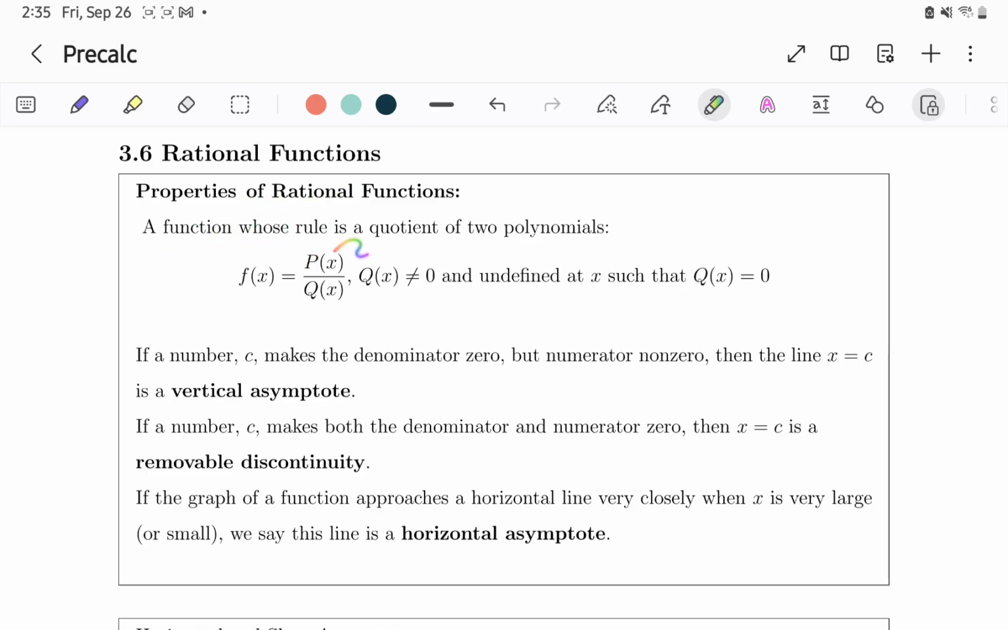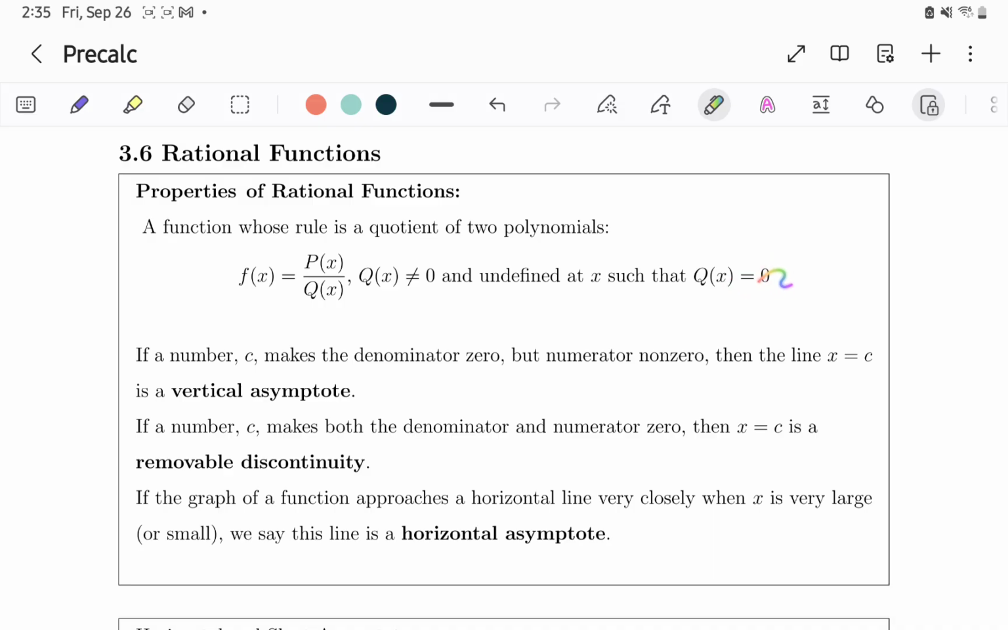A function whose rule is a quotient of two polynomials, that is p of x over q of x. If we ever have a function f of x that is equal to such a quotient, then we say that f of x is a rational function. And we require that q of x is not the zero polynomial, so q of x is not just equal to zero. And f of x is going to be undefined at x such that q of x is equal to zero.